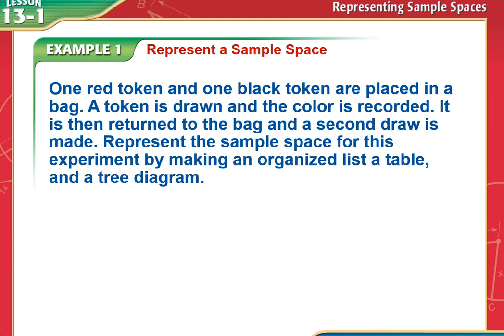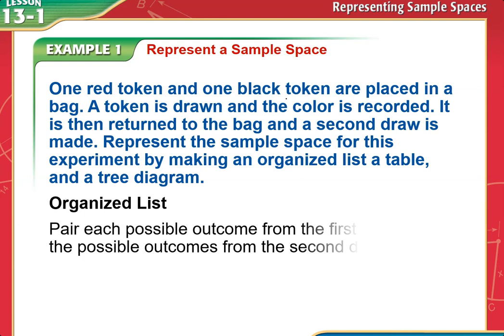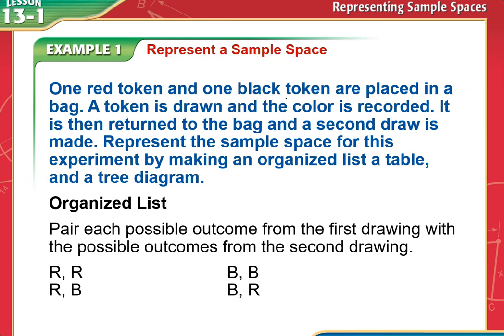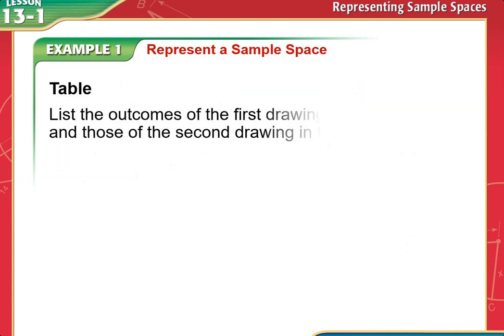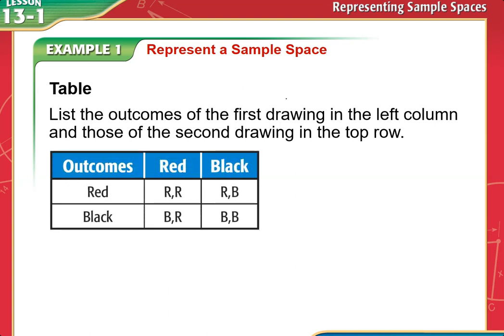Alright, so this first one's going to be an organized list. So we're going to pair each possible outcome from the first drawing with the possible outcomes from the second drawing. So we could have RR, RB, BB, or BR. Now in table format, it's going to look similar. We could have the first drawing in the left column, and then the second drawing along the top row, and then we have something called a two-way table.